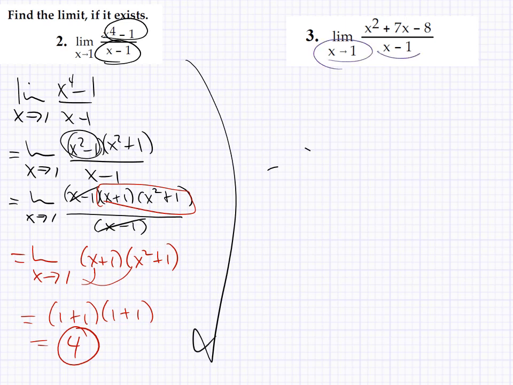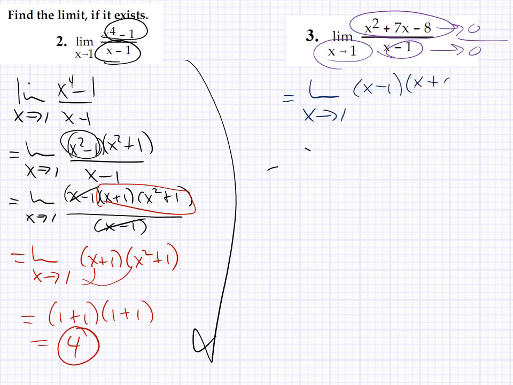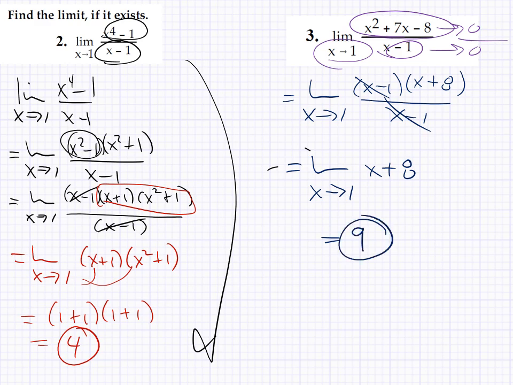x is approaching 1, the denominator is 0. But look what happens if I approach 1 in the numerator: it's also going to 0. So both are 0. That tells me I'm going to try and factor this one also. So I've got the limit as x approaches 1 of, if I factor the numerator, (x - 1)(x + 8) all over x - 1. The x - 1's cancel. So I have the limit as x approaches 1 of x + 8. We'll look at that right away. I'm going to plug 1 in, and I'm going to get 9. So the limit as x approaches 1 is 9.